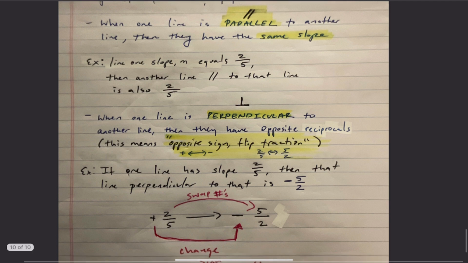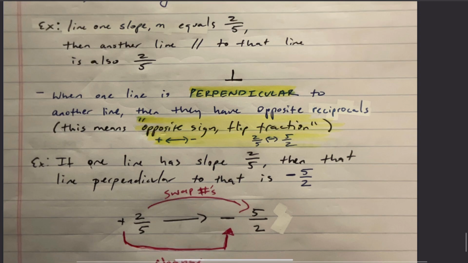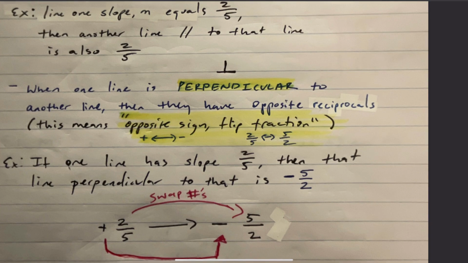Then if I say one line is perpendicular to another line, then they have opposite reciprocals, which means opposite sign, flip the fraction. So if my original slope is positive, then the slope is going to turn into a negative for that other line. Or if it's negative, then it's going to become positive, right? And then you have to flip the fraction.